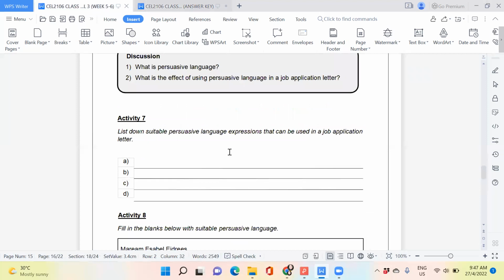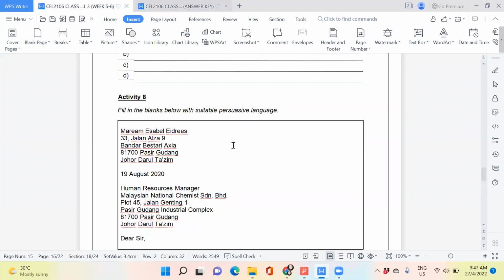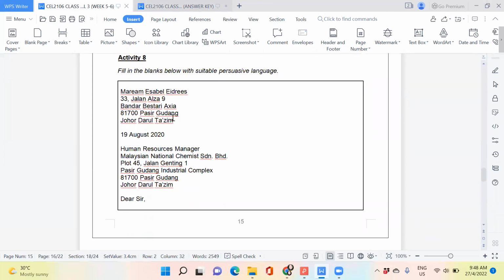Okay, next. So it wants you to fill in the blanks below with suitable persuasive language. All right, so ini dia punya format. First things first, you kena ada your address and your name, and then the date. Okay, date kena ada. Lepas tu the address of the company that you're applying at. Okay, lepas tu to whom, kepada siapa that you are addressing this letter.